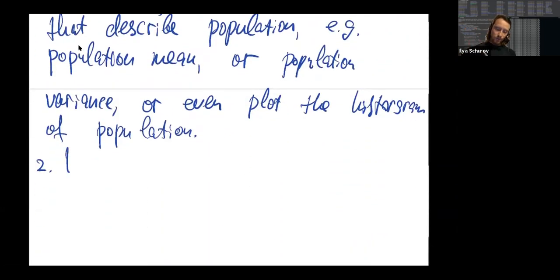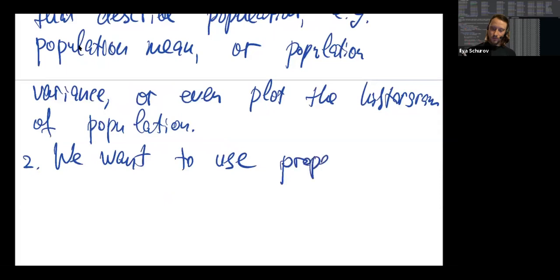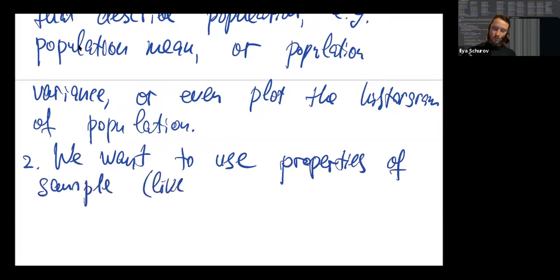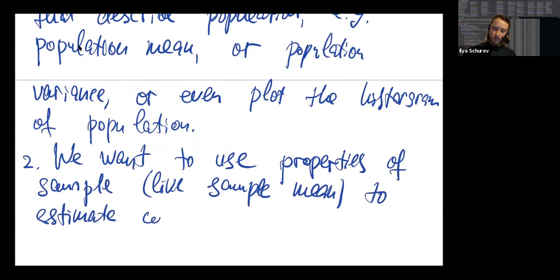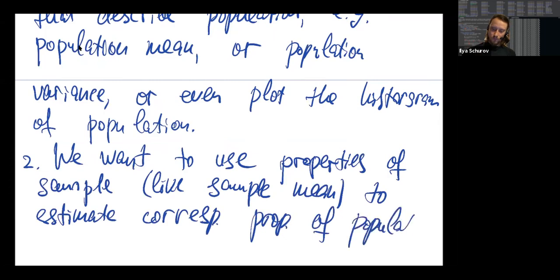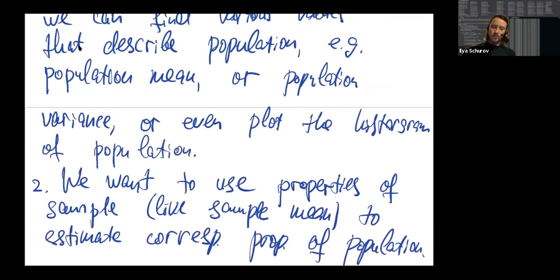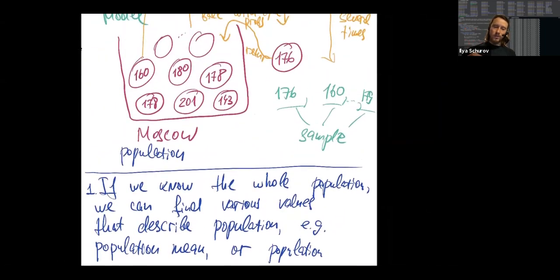So we want to use properties of the sample, like the sample mean, to estimate the corresponding properties of the population. So, for example, to estimate the mean height of people in Moscow, I can obtain my sample from citizens of Moscow and find the average of this sample, the sample mean.